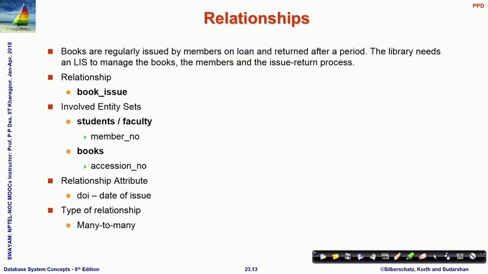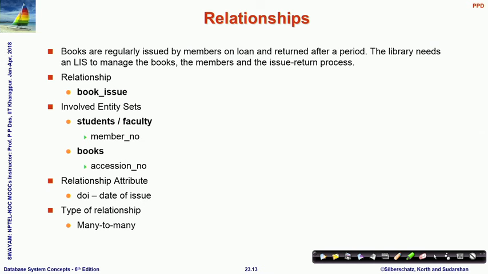The date of issue needs to be recorded, because we want to check conditions like whether the borrower has issued the book and for how many months he or she is keeping that book. If we have to check that, we need to know when the book was issued. So, this is an attribute which does not exist in any of the entity sets involved in this relationship, neither in students or faculty nor in books, but it is an attribute of the relationship which needs to be specified.